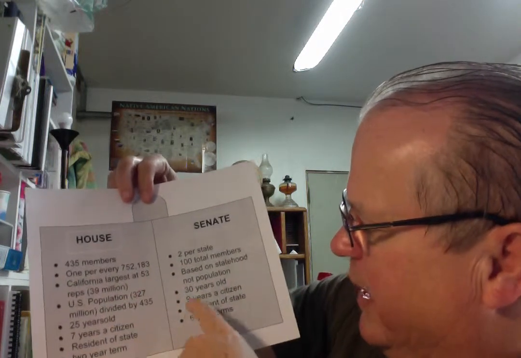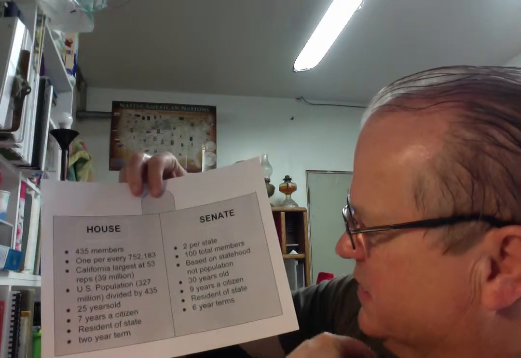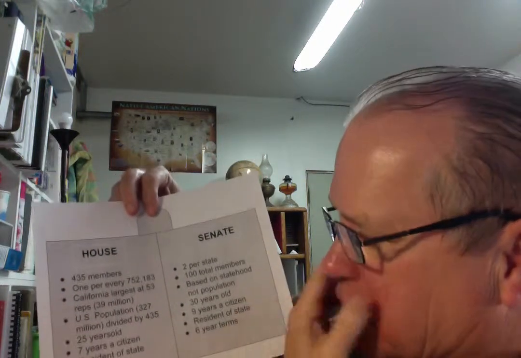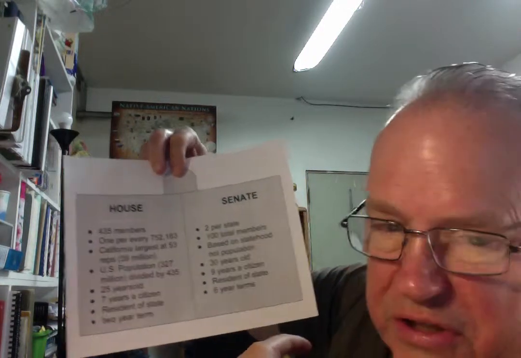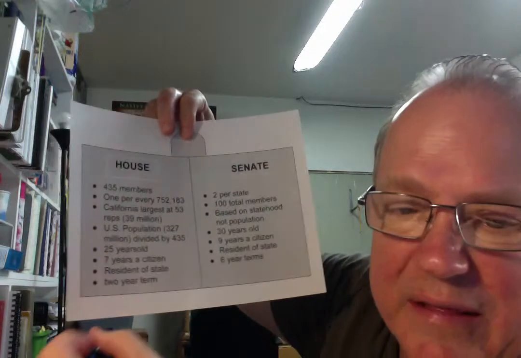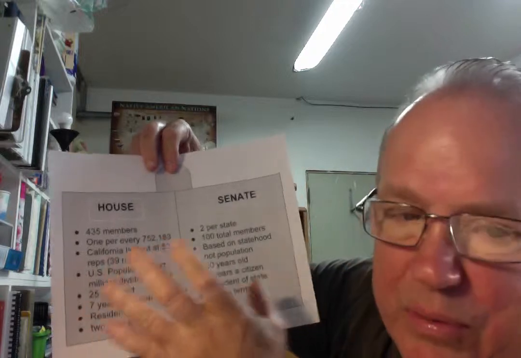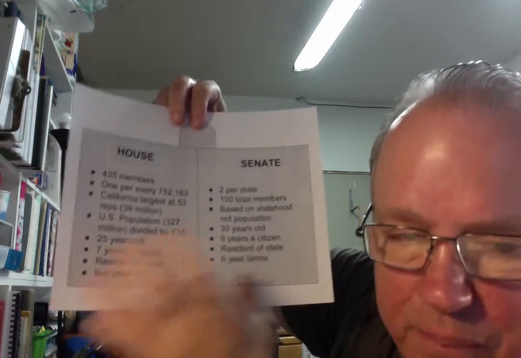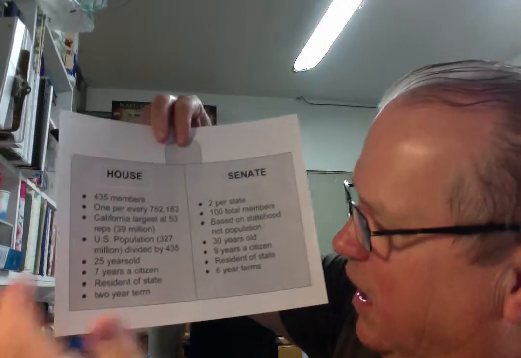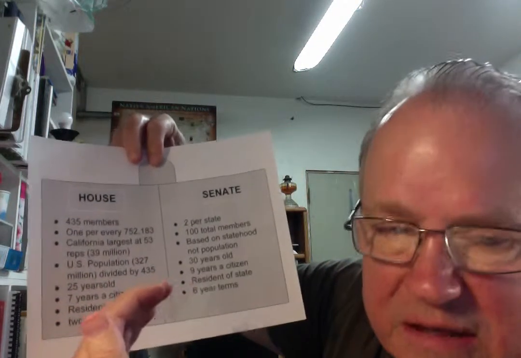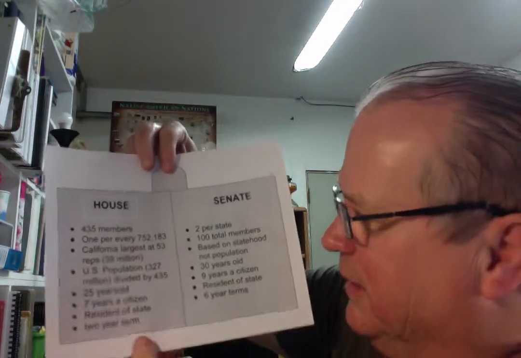We'll talk about this more later, but you have to be 30 years old, 9 years a citizen, and a resident of the state you represent. It's a 6-year term. The House, 25 years old, 7 years consecutive as a citizen. That's why that thing with Obama and his birth certificate was so big. They want people that were either born here or lived here consecutively, that just didn't show up off the boat, to be representatives because of loyalty issues. And they worried more about that back then, especially with England.